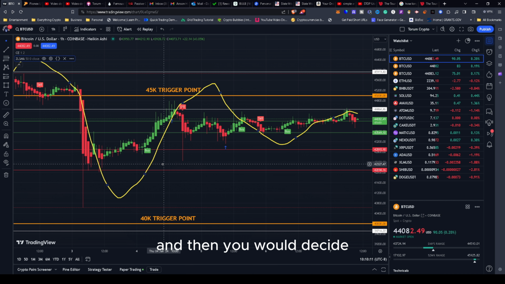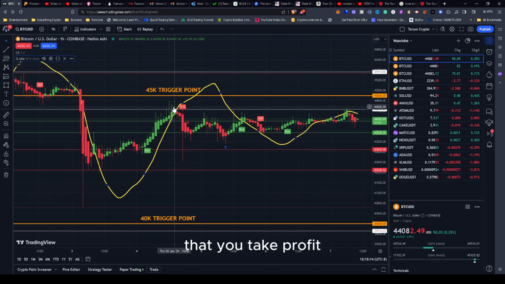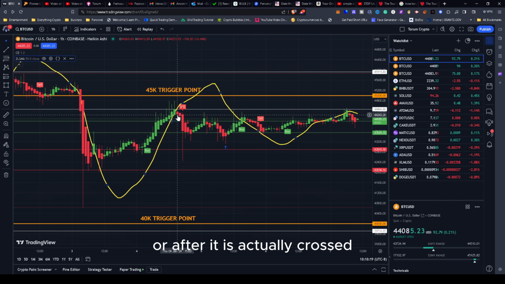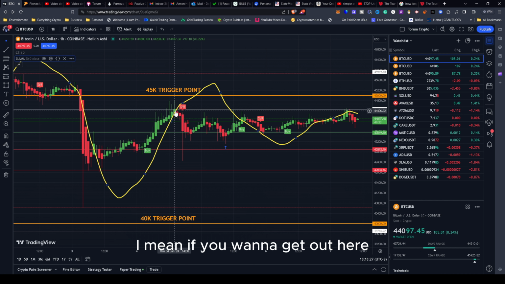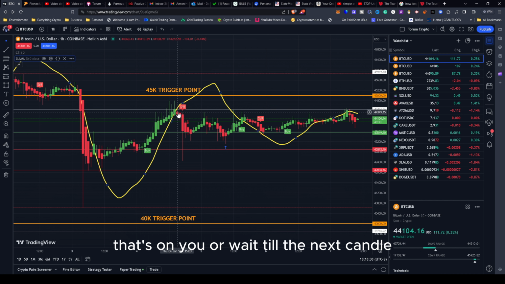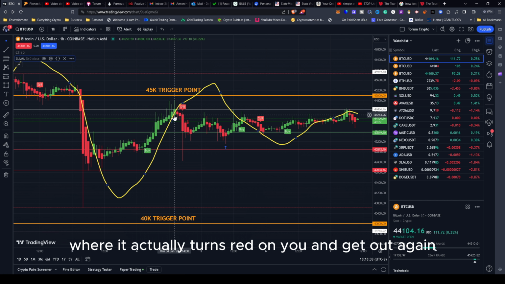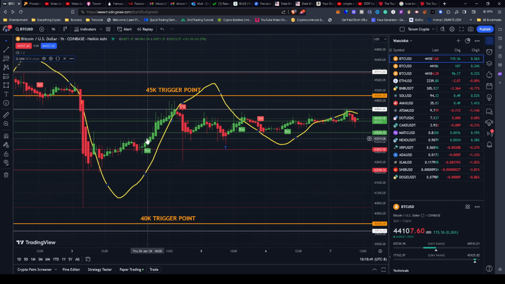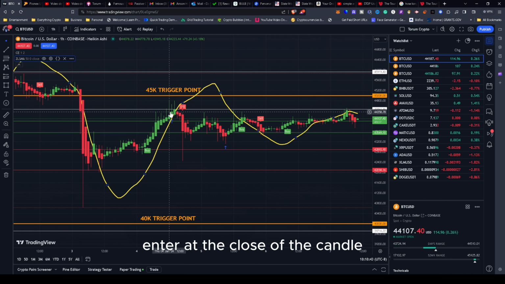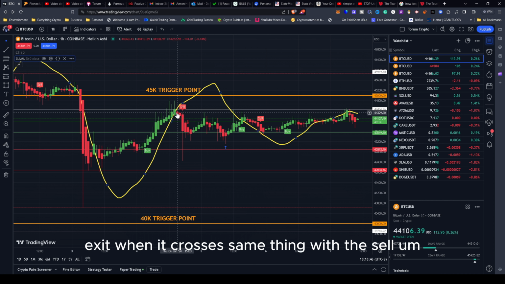And then you would decide that you take profit whenever it starts to cross, or after it has actually crossed. That's kind of up to you. That's your preference. If you want to get out here, that's on you, or wait till the next candle where it actually turns red on you and get out. Again, that's your preference. But the rule of thumb is enter at the close of the candle, exit when it crosses. Same thing with the sell.